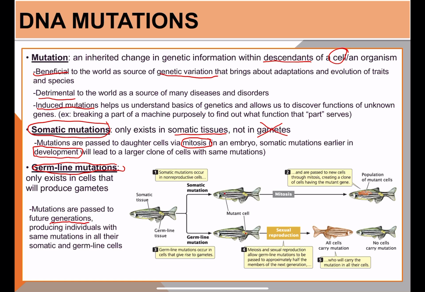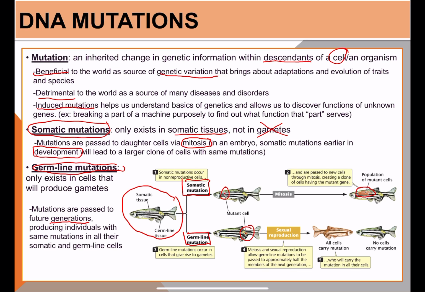So here's a good diagram that separates the two pretty clearly. So here's your normal adult fish, zebrafish, and then you have somatic mutation that only affects that particular cell within that particular fish. And if that cell undergoes mitosis, because scale, skin, all that stuff is always undergoing cell division, then you may end up with a clump or population of mutant cells that spreads over the adult zebrafish.